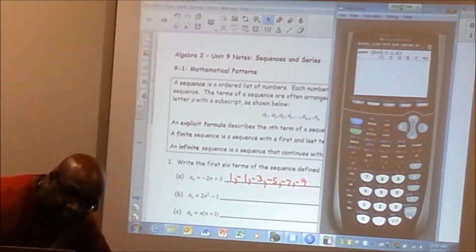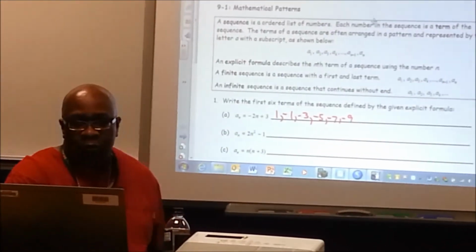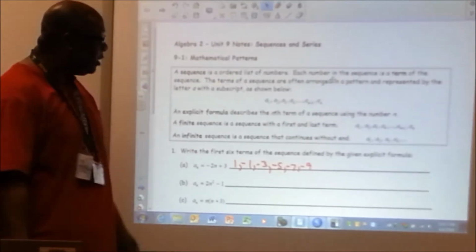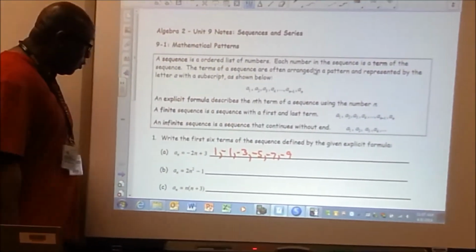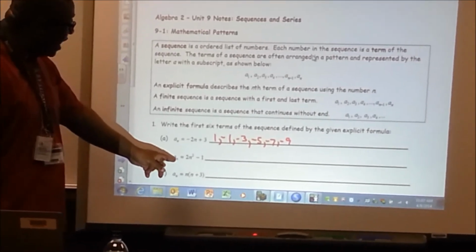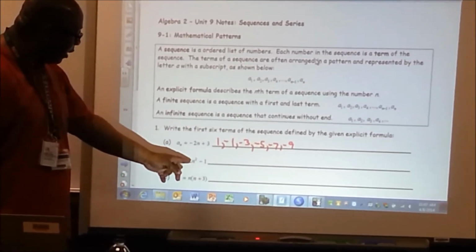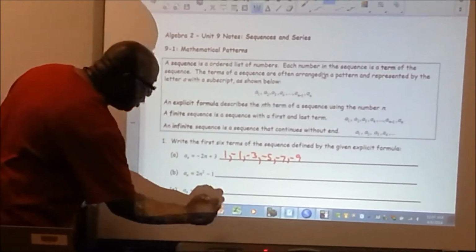Okay, let's look at the next one here. We have A of n equals 2n squared minus 1. We want to find the first 6 terms of the sequence. So A of 1 would be 2 times 1 squared. 2 times 1 squared is just 2, minus 1, so that should be 1.